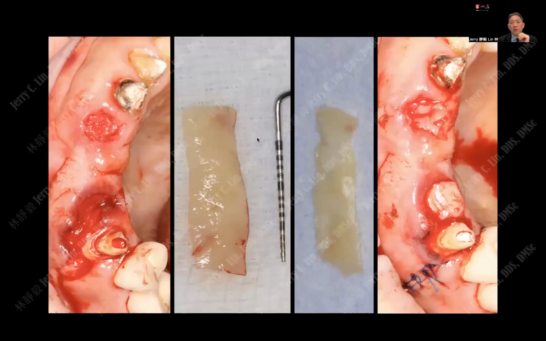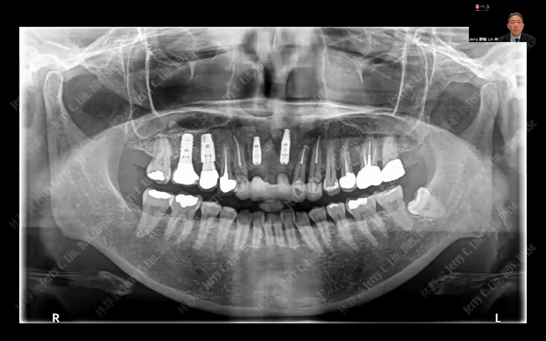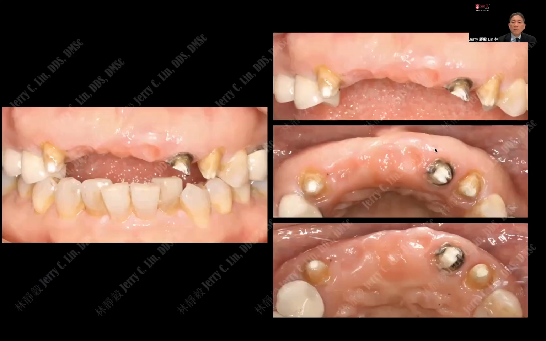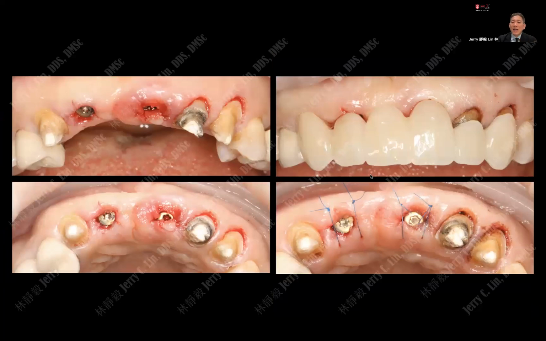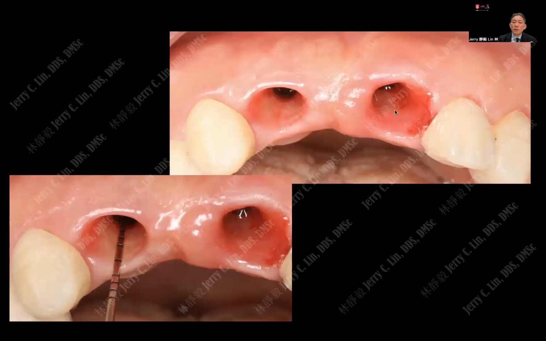And at the same time, I took connective tissue from the palate. This is the Zucchelli technique. I use a 15C blade, take out the epithelium, leaving good connective tissue, and cover it up. This is the result. Implants were placed, and we have good bone augmentation and good soft tissue augmentation. So after those procedures, we had built up the bone and soft tissue. So it's time we can uncover those two implants. And of course, the aesthetics are on the way.